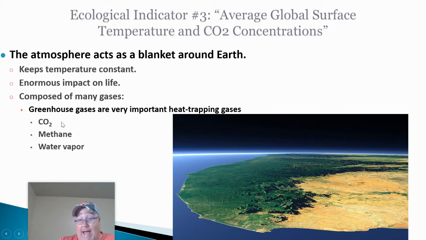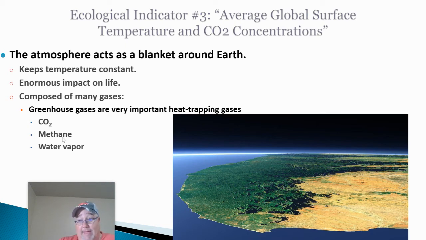Things like carbon dioxide, that's the big one. Another one, methane, water vapor. These are 3 of the most notorious greenhouse gases. If we didn't have them at all, if those gases were not in the atmosphere, this planet would be a lot colder.